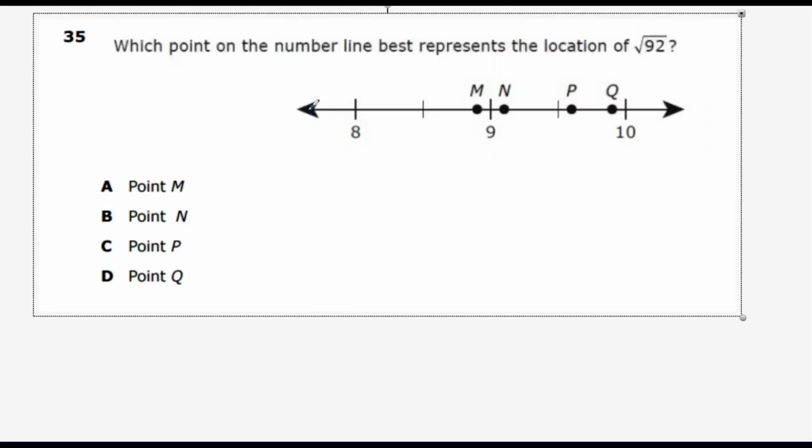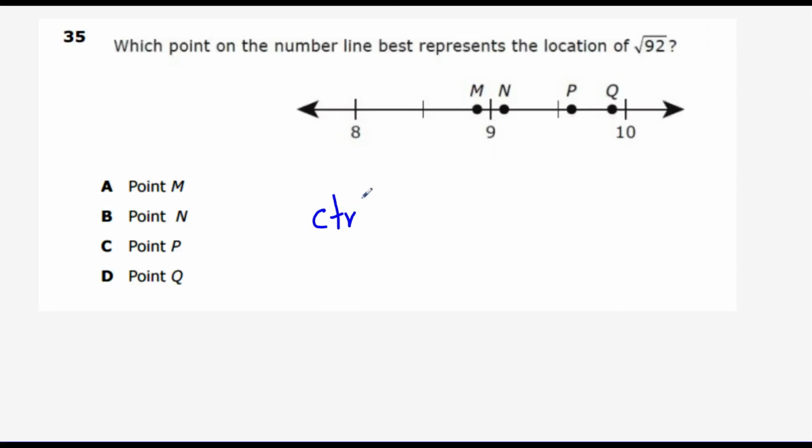Alright, so let's take a step back. This one's a lot easier. Which point on the line best represents the location of square root of 92? So you can go to your calculator. You can hit Control, the yellow button, and then the button that says x squared, and that'll make your radical appear. This division house with a little line on it. Then you type in 92 and hit enter, and that turns it into an answer.